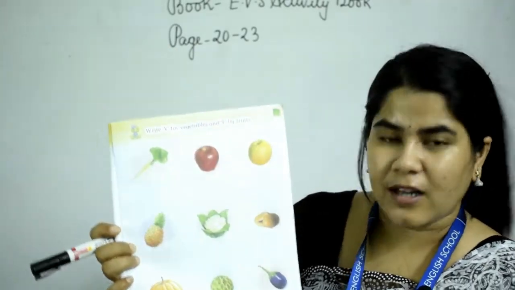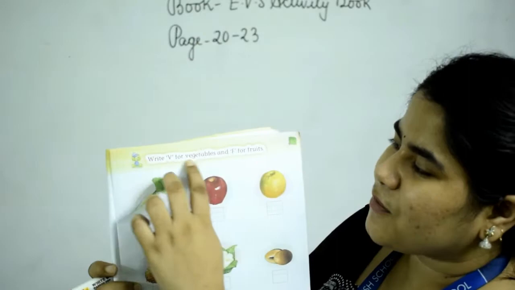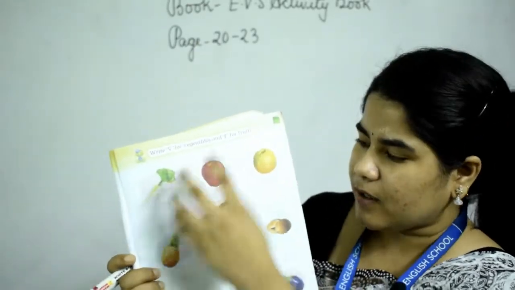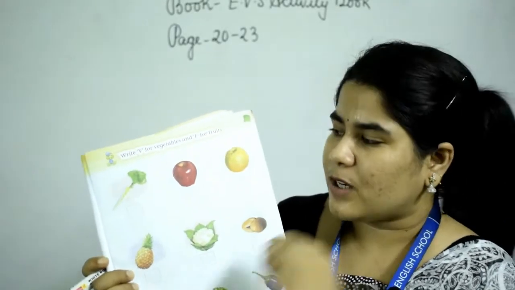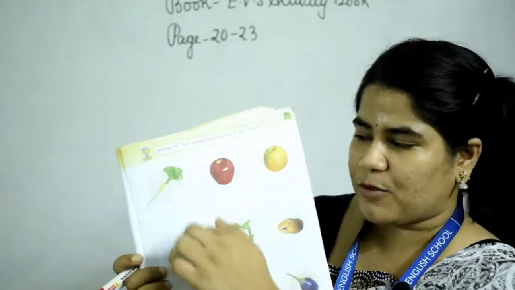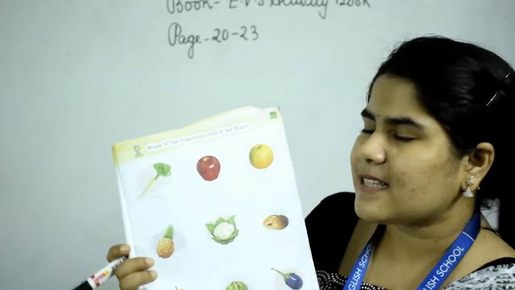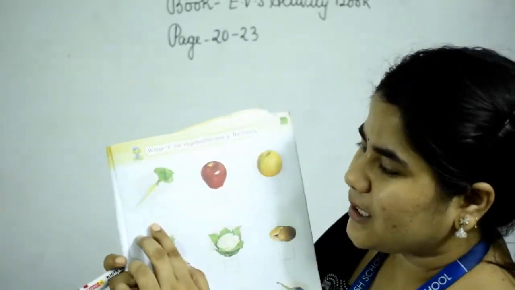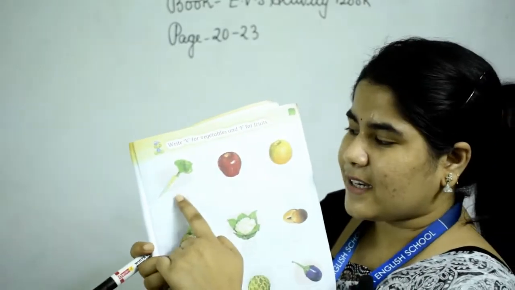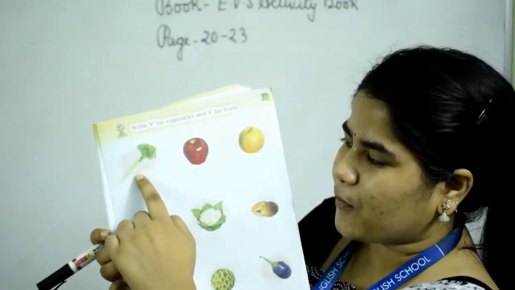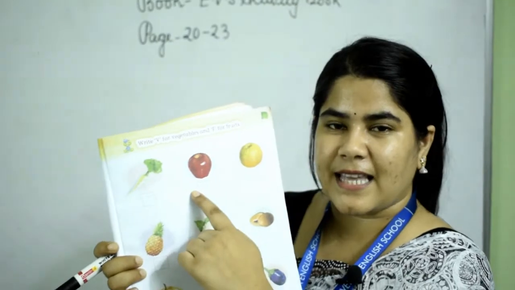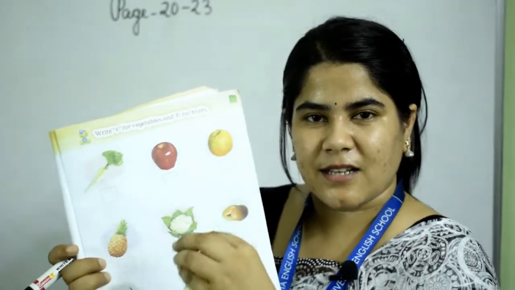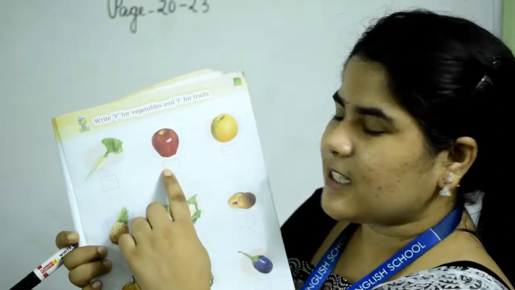It's page number 21. Okay, write V for vegetables and F for fruits. Among this picture, whatever the things are fruits, you have to write F over there, and the things that are vegetables, you have to write V over there. Okay, so this is radish. Radish is a vegetable, write here V. The second one is apple. Okay, so apple comes under fruit, so write here F.